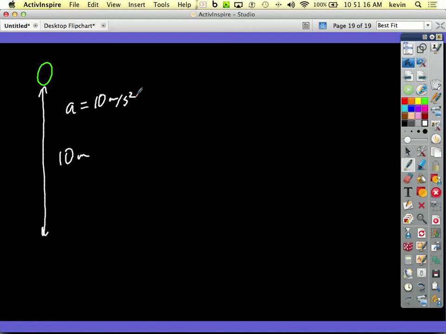In general, when I do kinematics problems, I find it's a lot easier just to use the initial direction of motion as positive. Do you have to do that? Absolutely not. I could make this negative 10. I could make that negative 10 meters per second squared. Everything will work out fine.